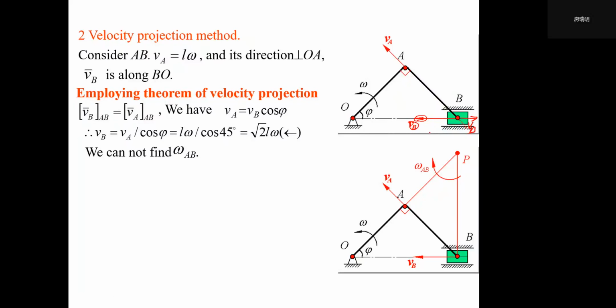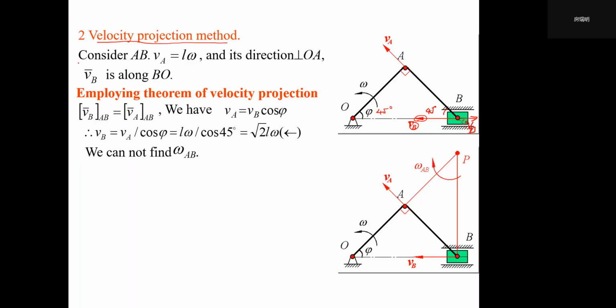Don't worry about that. If this is 45, so this is 45, right? And this is 45. You just know because you think about VB maybe should along this direction. Then when we use this velocity projection method, we should make sure which direction we are going to project.